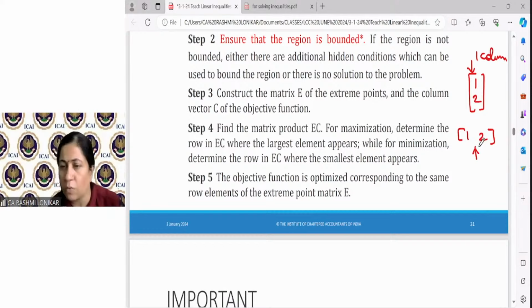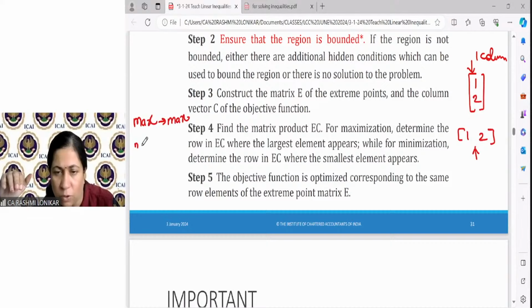So find the matrix product E into C. For maximization, determine the row in EC where the largest element appears. While maximization determines the row where the largest element appears, minimization determines the row where the smallest element appears. एकदम logical है. If I want something to be maximum, I will find the maximum value, maxima. If I want to find the minima, I will find the minimum value. Okay? Clear?